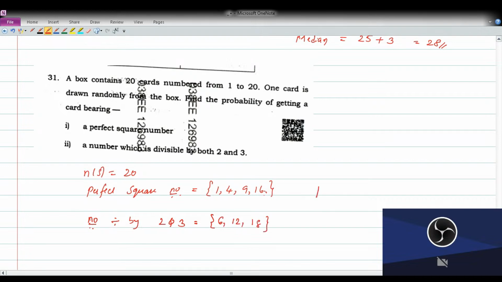So then what is the probability of getting a square number? Probability of getting a square number is, how many are there here? 1, 2, 3, 4. That becomes 4 by 20. It is nothing but 1 by 5.